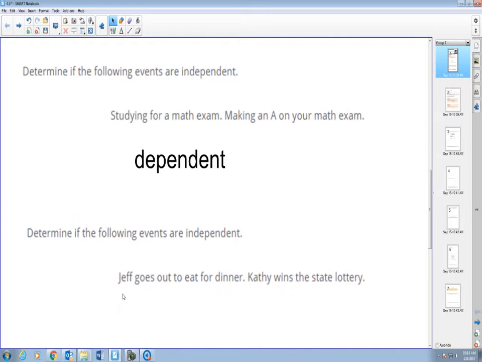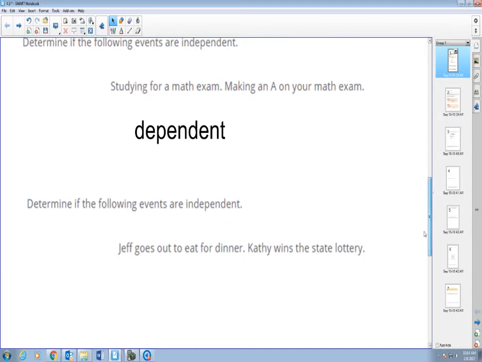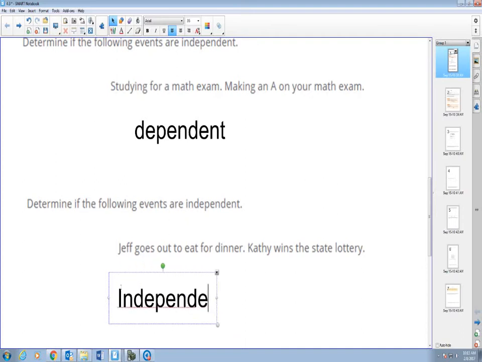All right, let's try another one. Jeff goes out to eat for dinner. Kathy wins the state lottery. What does Jeff going out to eat have to do with Kathy winning the state lottery? These two events are independent from each other. The chance of Jeff going out to eat has nothing to do with the chance of Kathy winning the state lottery.